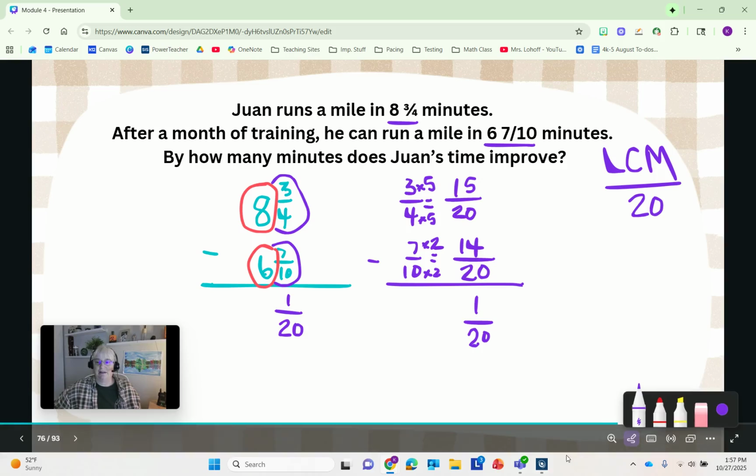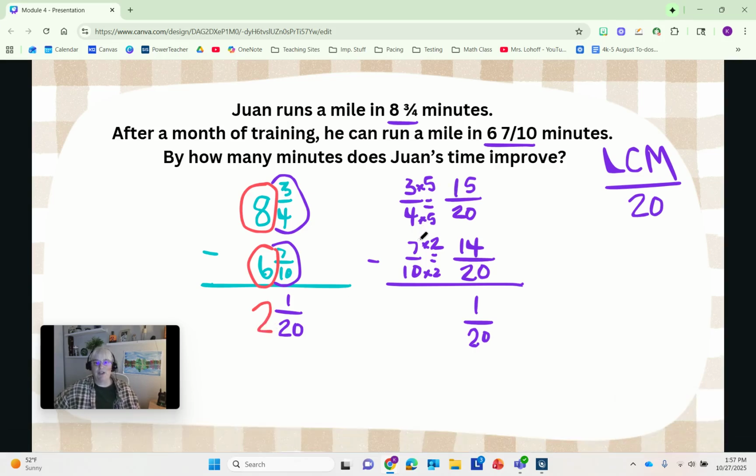Now we're going to subtract the whole numbers. 8 minus 6 is 2. So the final answer for how much he improved in his running, he improved by 2 1/20th of a minute.